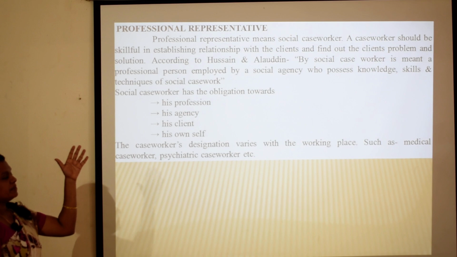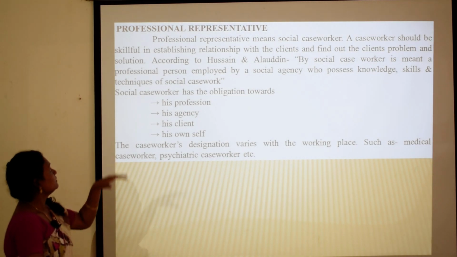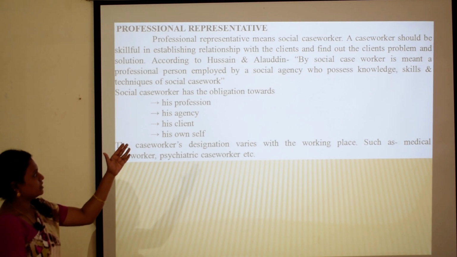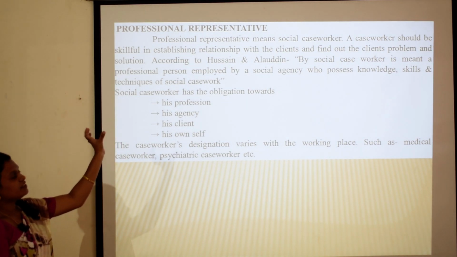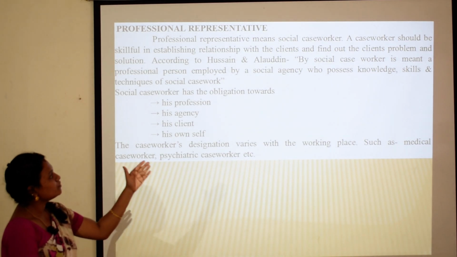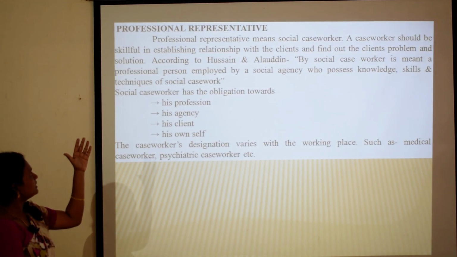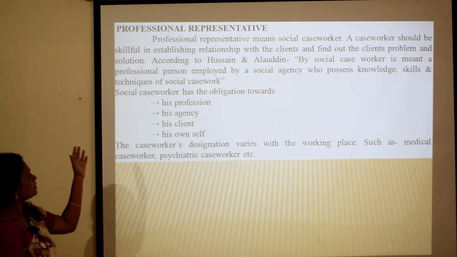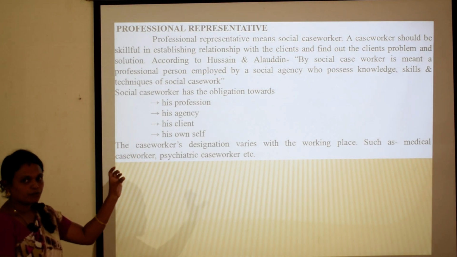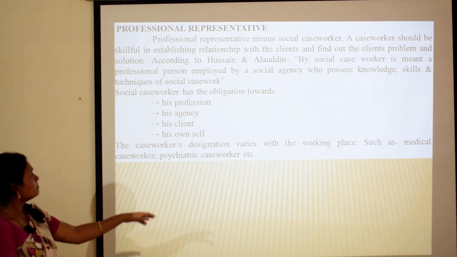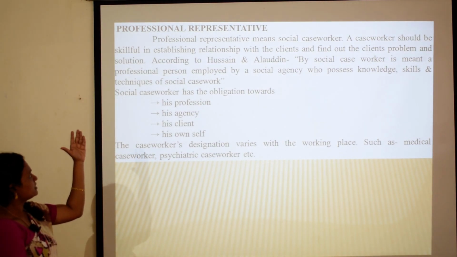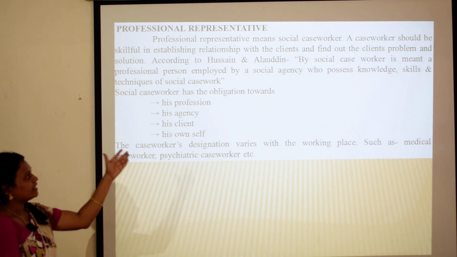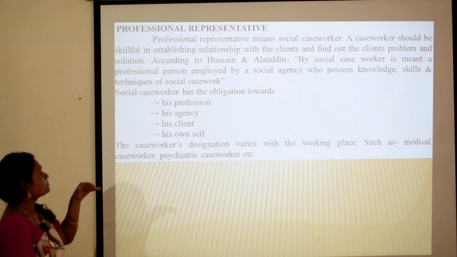Next is professional representative. What is professional representative? Professional representative means social caseworker. That means a professional representative is a social caseworker. A caseworker should be skillful in establishing a relationship with the client and finding out the client's problems and solutions. So a caseworker must be skillful. He must maintain the relationship, he must establish a relationship with the client, and he has to find the client's problem and the solutions.